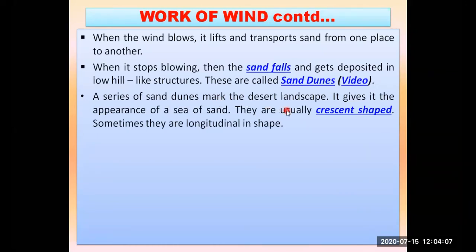So the desert landscape, the structure of the desert, is full of sand dunes. There is a series of sand dunes in the desert throughout. Whenever you go to a desert, you will find thousands and lakhs of sand dunes available. It gives it the appearance of a sea of sand.